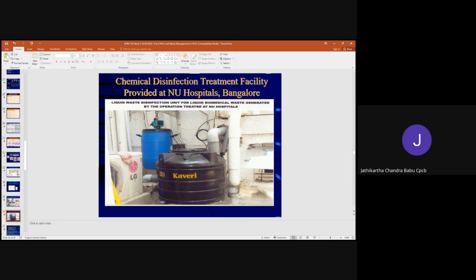This is one of the methods followed in some of the hospitals in Bengaluru. I don't know whether this system is the same or not, but it was a very old photograph which I got earlier. This is an on-site pre-treatment system. Liquid waste is collected here and hypochlorite solution is added depending upon the flow of waste collected. After mixing thoroughly, it is discharged into the drain.